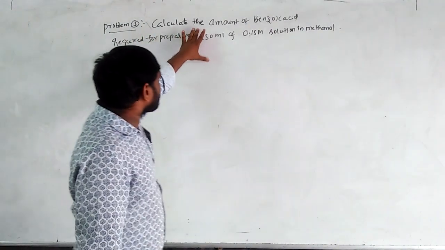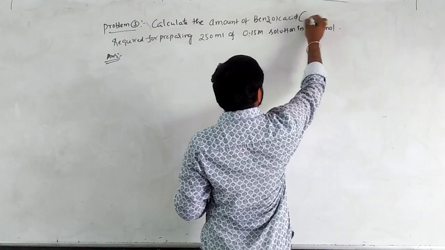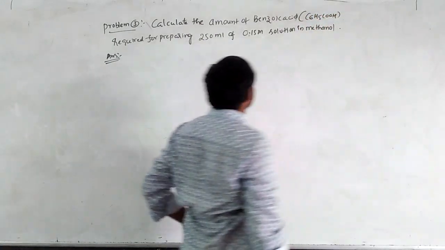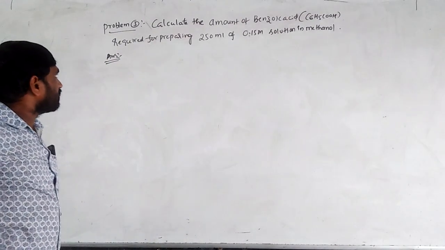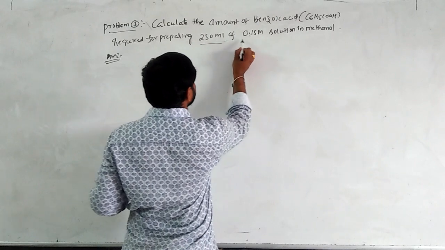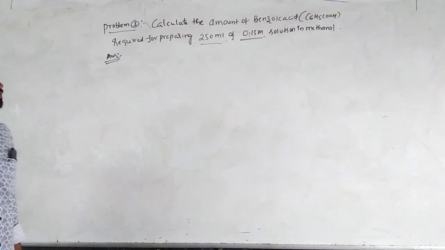Next one, calculate the amount of benzoic acid. What is the formula of benzoic acid? C6H5COOH. Calculate the amount of benzoic acid required for preparing 250 ml of 0.15 M solution in ethanol.